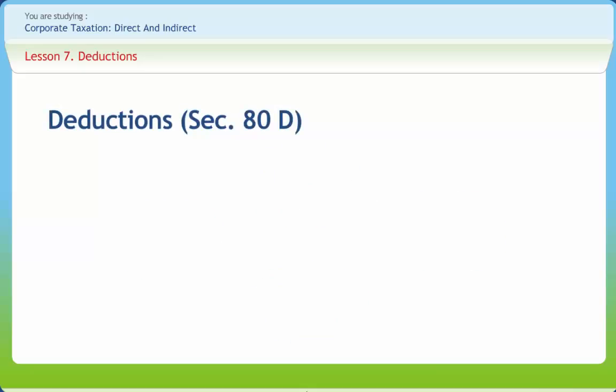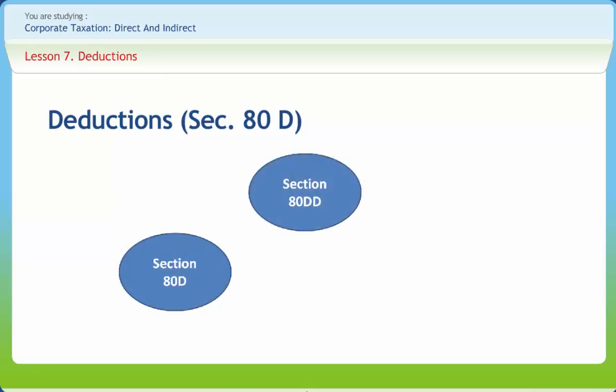Now let's discuss deductions under Section 80D, Section 80DD and Section 80DDB. Section 80D stipulates deduction in respect of medical insurance premium, Mediclaim, paid to keep in force insurance by an individual either on his own health or on the health of spouse, dependent parents and children, or by an HUF on the health of any members of the family.